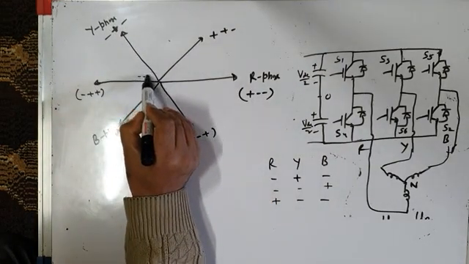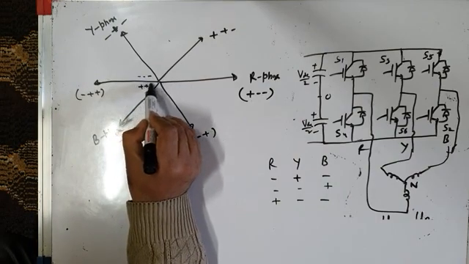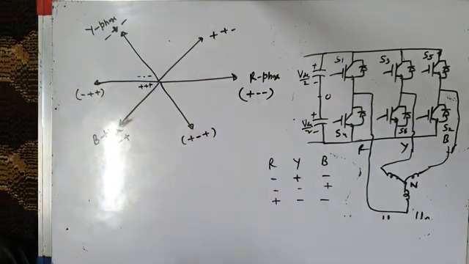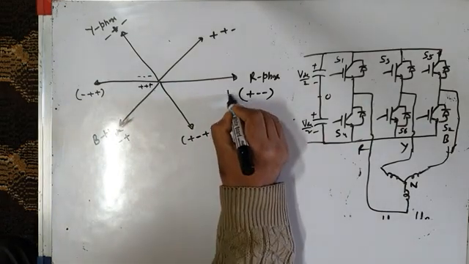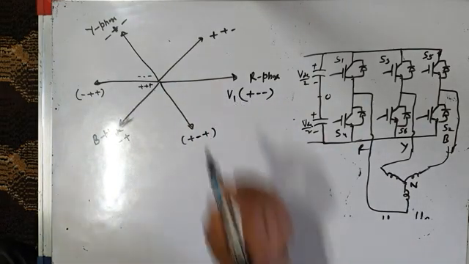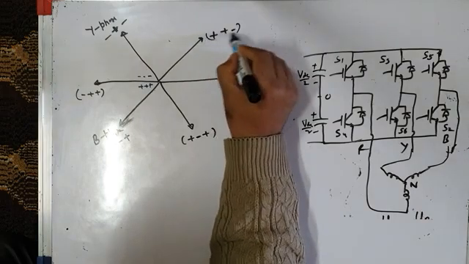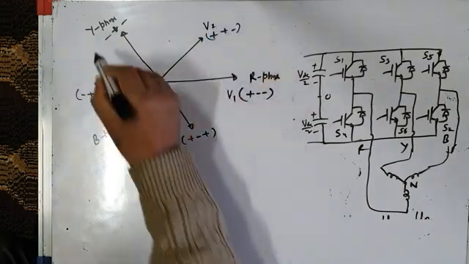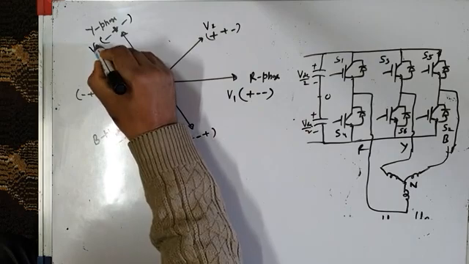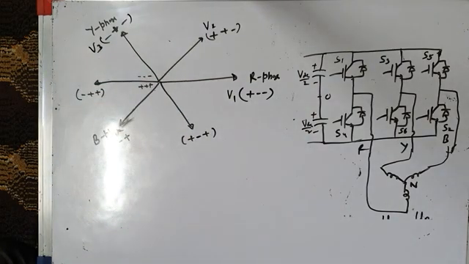One is minus, minus, minus. Another is plus, plus, plus. I will put them here. Let me give them some name. This first switching state, let us call this V1. Second switching state is this. Let us call this V2. Third switching state is this. Let us call this switching state as voltage vector V3.